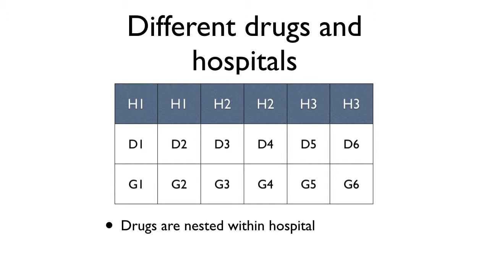Now, originally, what you might think to yourself is just ignore it. Hospitals are the same. No, they're not. Each hospital has a different staff giving the drugs, right? The food's probably different in each hospital. It's still garbage, but at least it's different in each hospital. There's all kinds of possible differences here. So you have to take it into account, don't you? But the problem here is that drugs aren't crossed with hospitals.